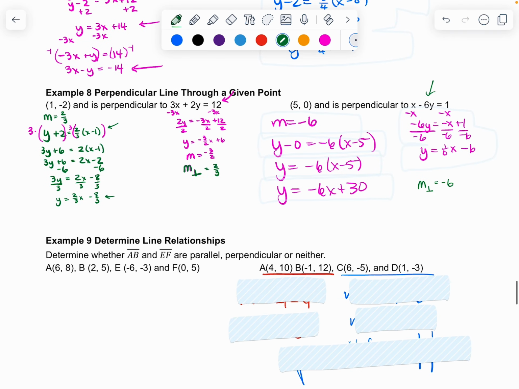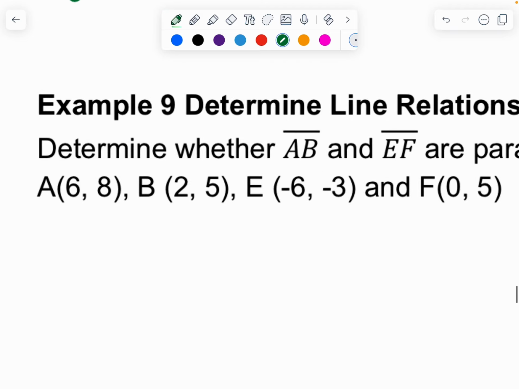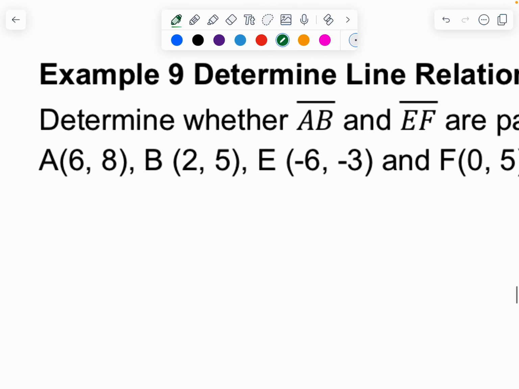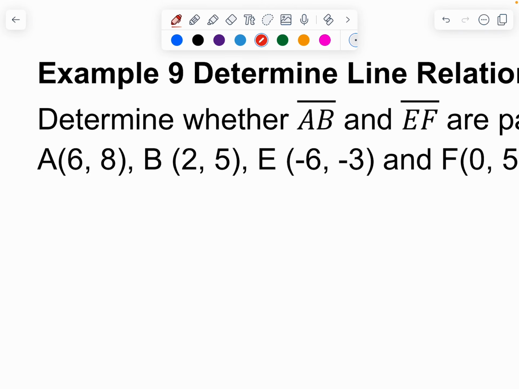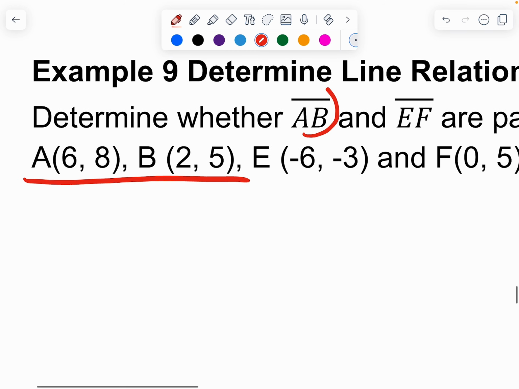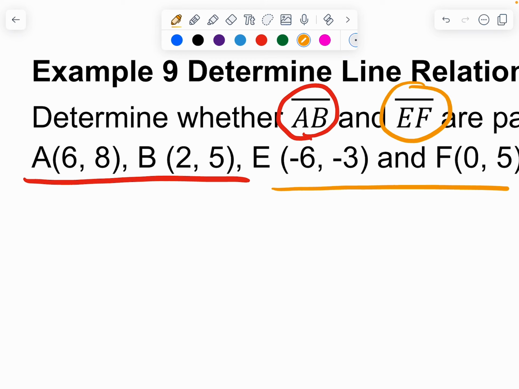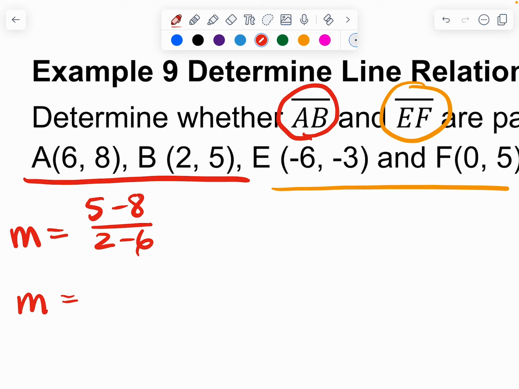Okay, so down here we have to tell whether these are parallel, perpendicular, or neither. So first I look at AB because it wants line AB, or line segment AB, and line segment EF. So I have to find the slope. So I'm going to find the slope of the first set. So 5 minus 8 over 2 minus 6. I get negative 3 over negative 4.